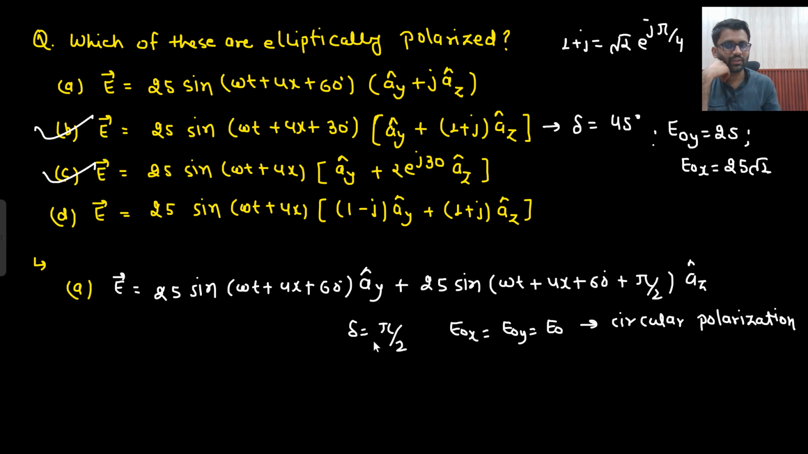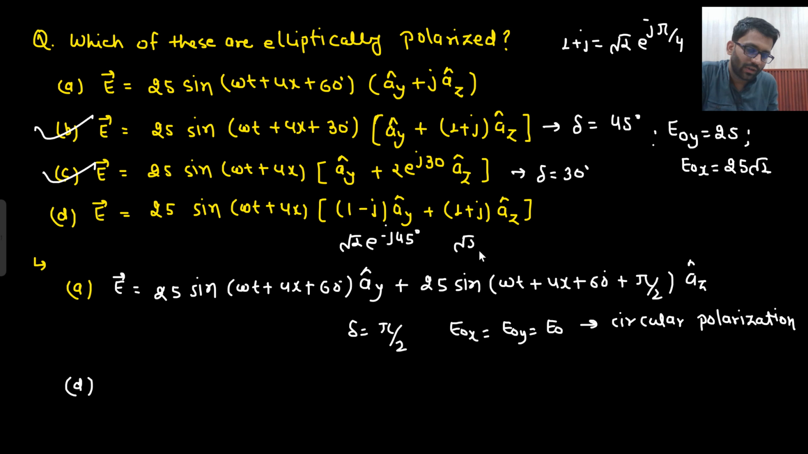What about this? This is also elliptical. Why is that so? Because phase shift is 30 degree. If there is any phase shift other than pi and pi by 2, you do not even need to think about it. Certainly it will be elliptically polarized. The phase shift is 30 degree. What is the phase shift? 30 degree. So I do not even need to think. What about this one? What about D? So this will give you under root 2 e to the power minus 45 degree.